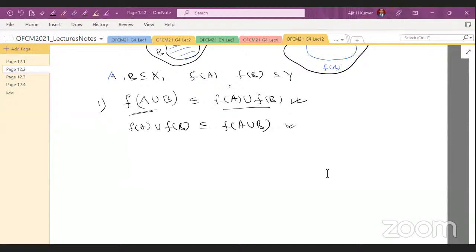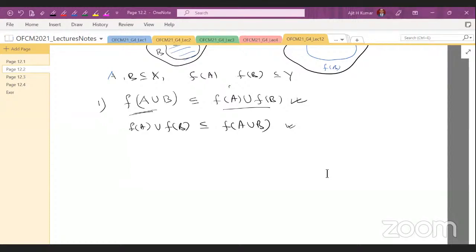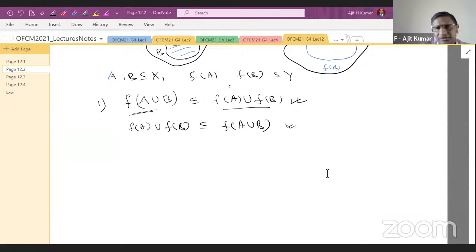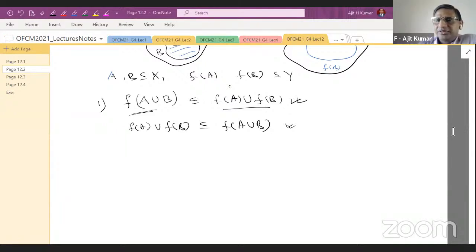Shahjahan? Yes, sir. Yeah, tell me. First I took A as a subset of A union B. A is always a subset of A union B. Very good. Then f of A is also a subset of f of A union B. Correct. f of A is a subset of f of A union B. Very good. Similarly, B is a subset of A union B, and f of B is also a subset of f of A union B. Correct. Therefore, f of A union f of B is a subset of f of A union B. Right. Very good.